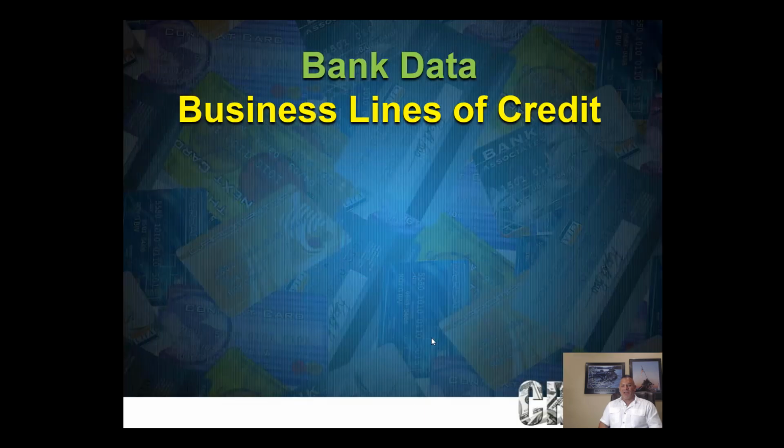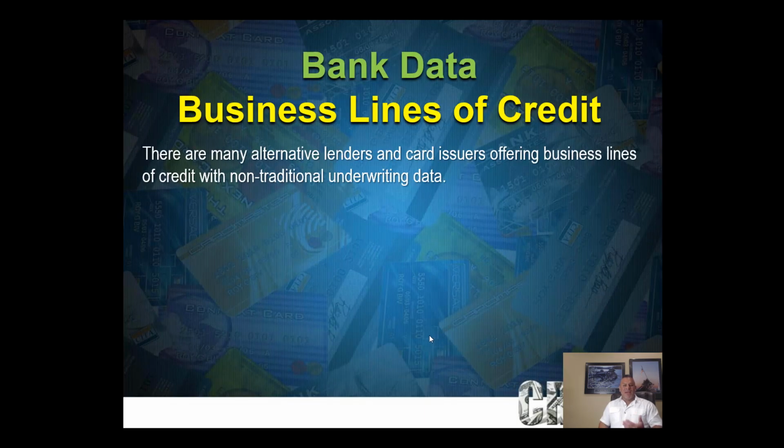So let's get started. When we're talking about bank data, there's a lot of lenders and card issuers out there in the space right now for you to be aware of as a business owner that will look at your bank deposit, your bank activity as more the factor of how strong your business is, as opposed to looking at more traditional data like your financials, your tax returns, etc. That's called non-traditional underwriting data, stuff that traditional banks don't look at. Many lenders and card issuers look at alternative data like your bank account.